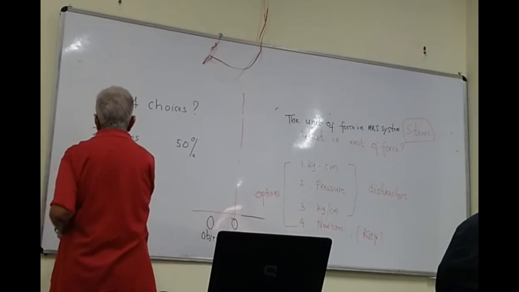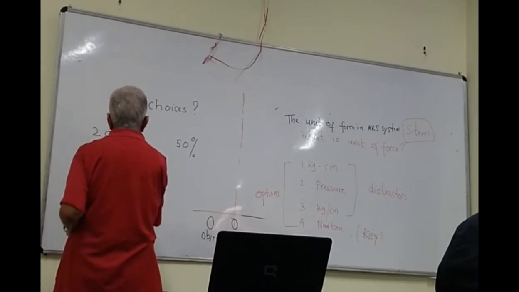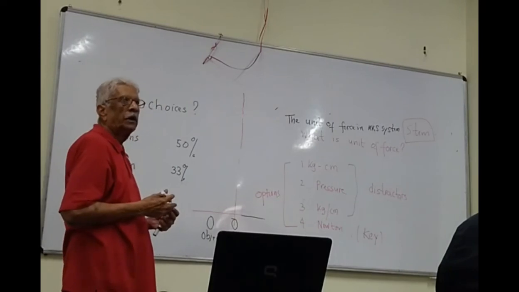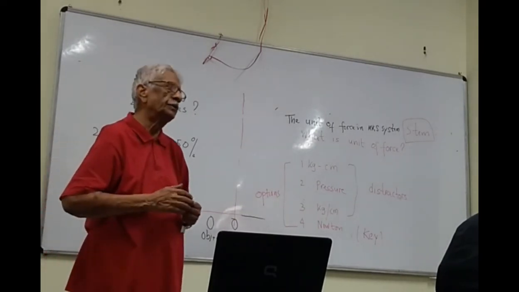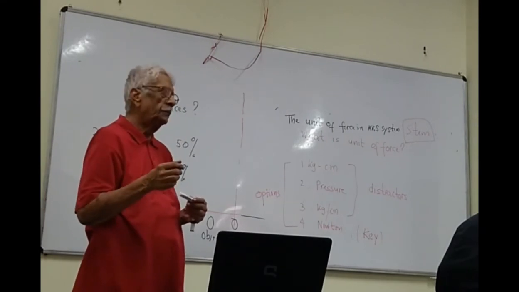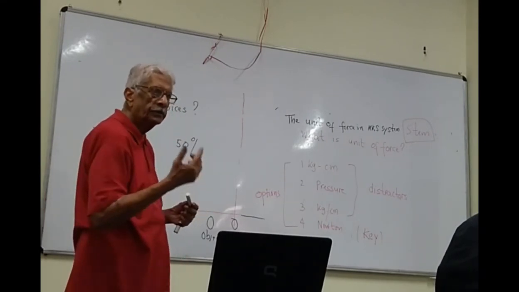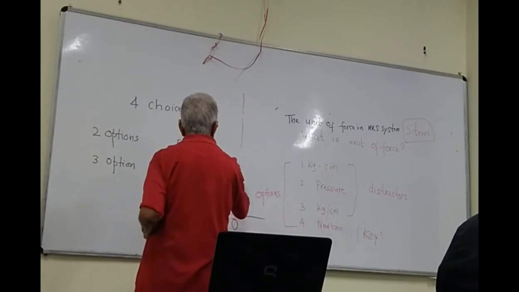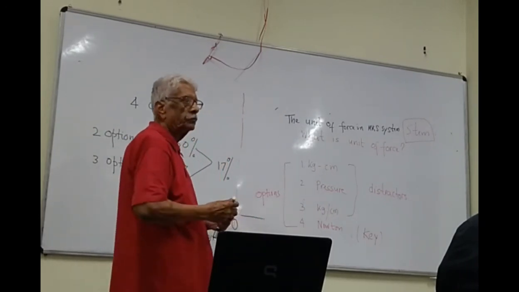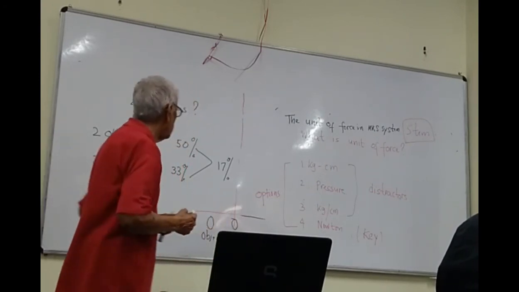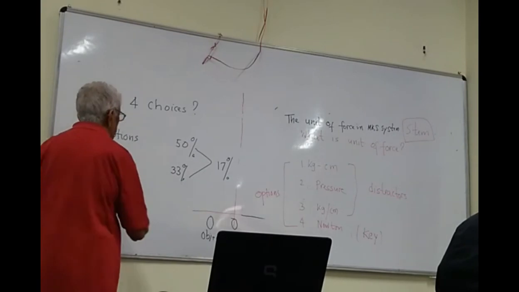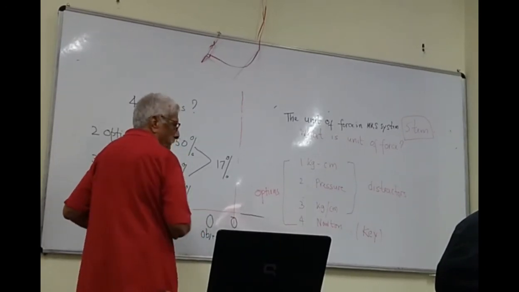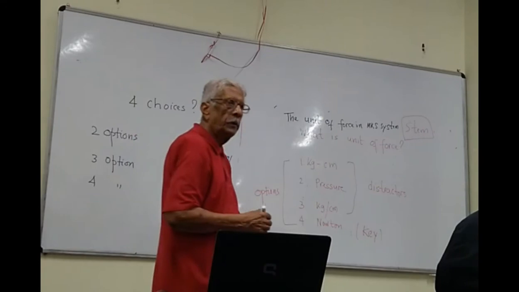If there are three options, the probability of getting the right answer is 33%, 1 upon 3. Three times you guess, only one time you will get it right. So this reduction in error is 17%. Okay? Then you go to 4 options, 25%.